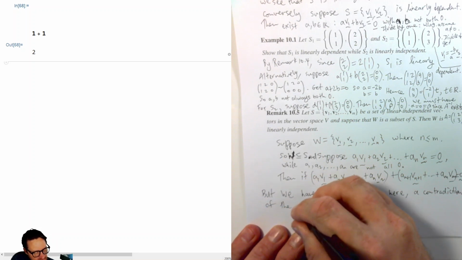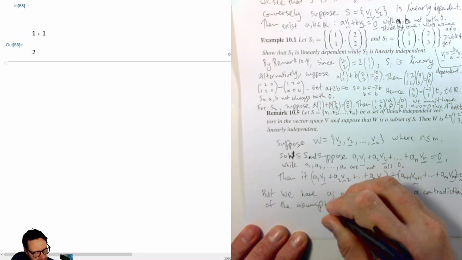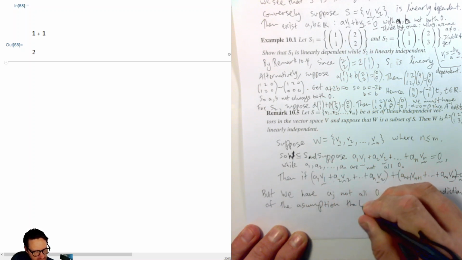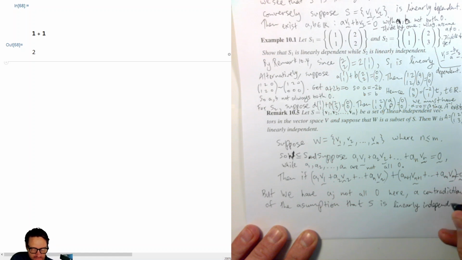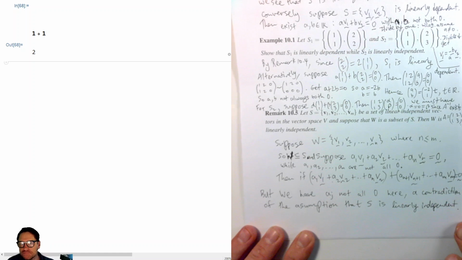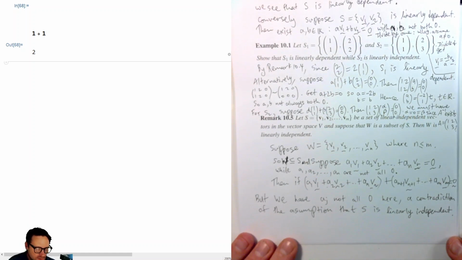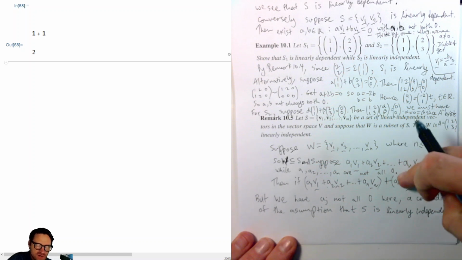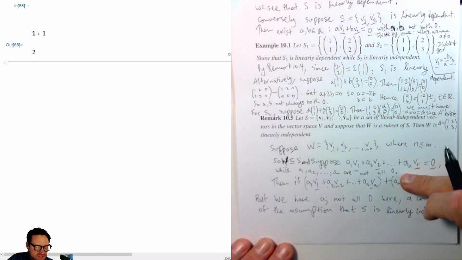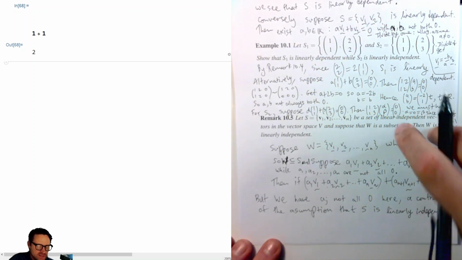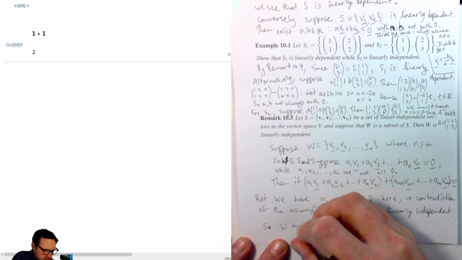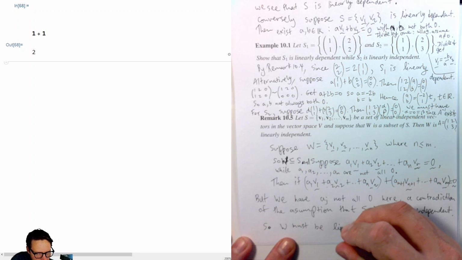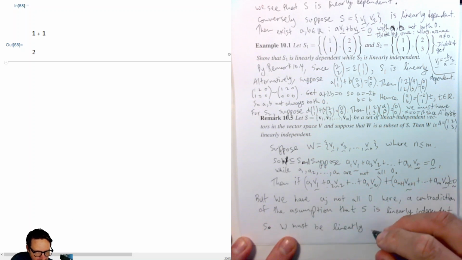Of the assumption that the set S is linearly independent. So therefore the opposite of this assumption right here must be true. In other words, W is linearly independent. So W must be linearly independent.